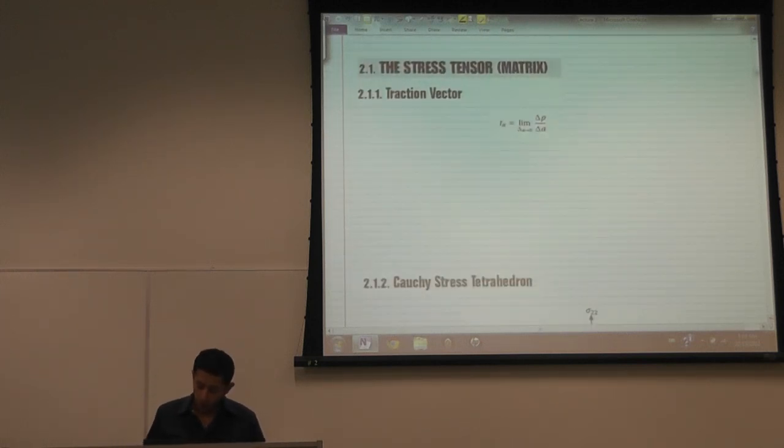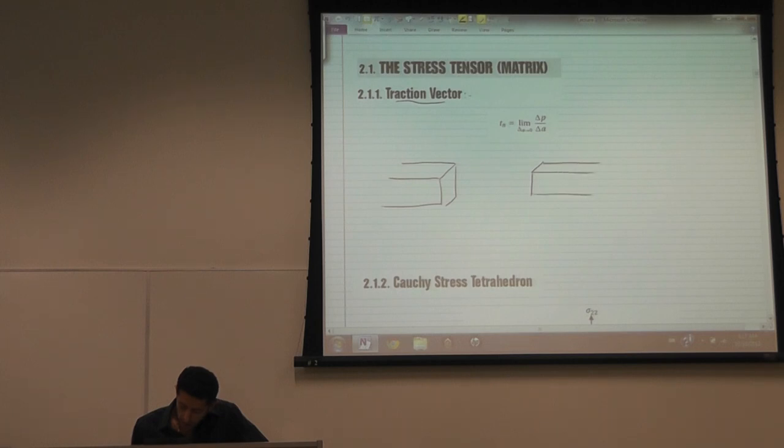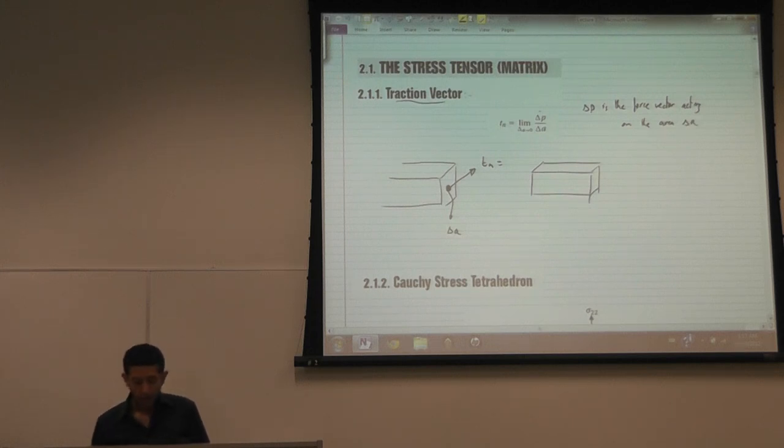So the first thing we have to define is this force per unit area. The force per unit area, the traction vector, depends on the plane. So if I have a beam and I split it apart, then the traction vector acting on a small area, the area is equal to delta A, is equal to the limit of the ratio between the force vector delta P, the force vector acting on area delta A, as delta A goes to zero.